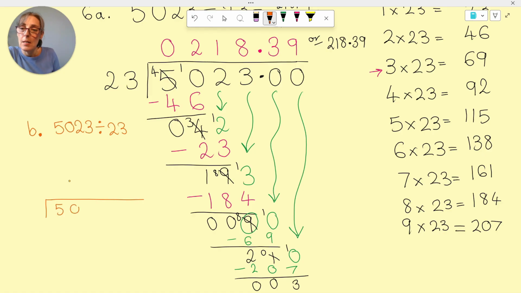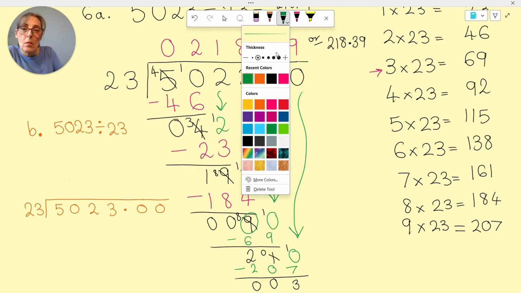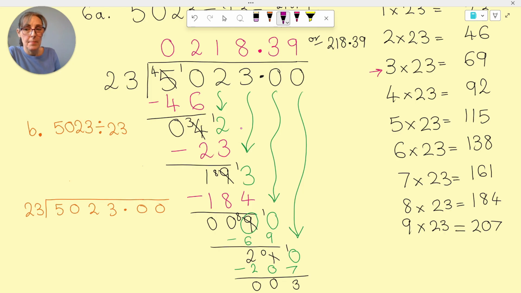So 5023.00, divided by 23. Let's choose that colour. Right, okay. So how many 23s fit into 5? How many 23s fit into 50? Well, 2 23s are 46, and then there's 4 left over, 47, 48, 49, 50. So that's going to be a 4.